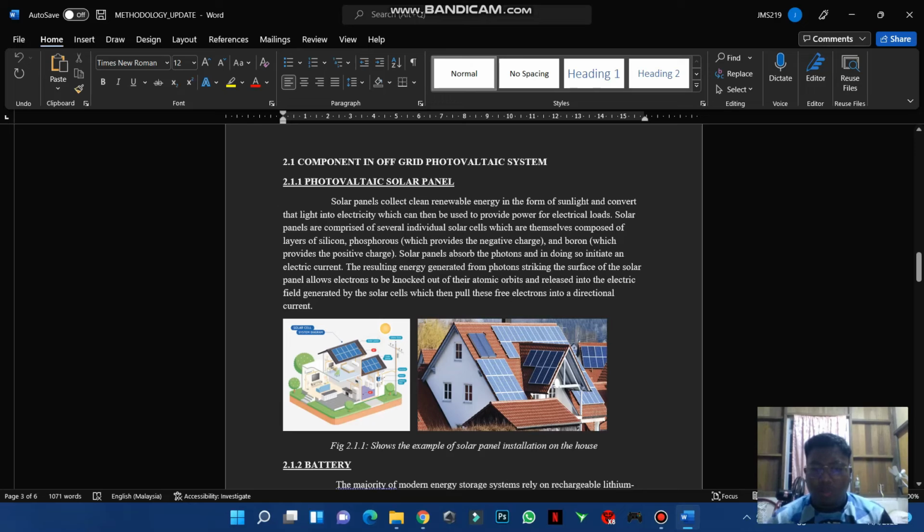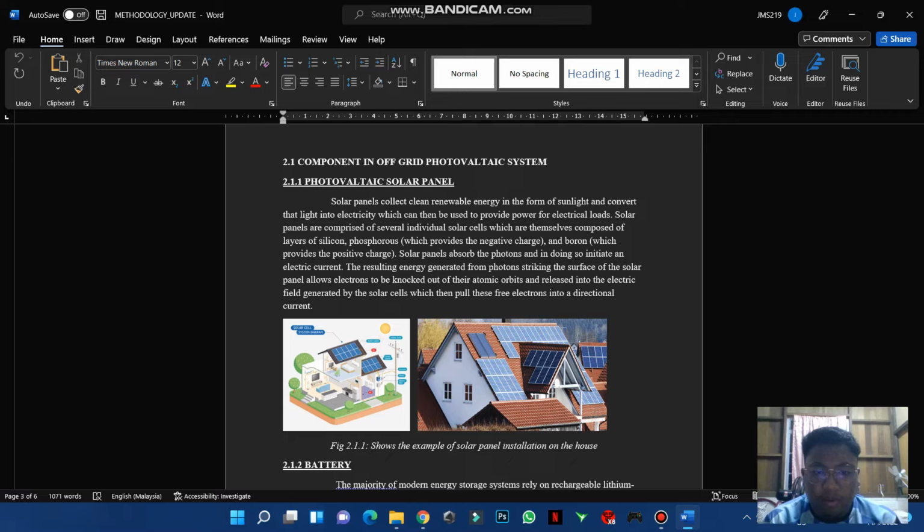So next we go to the components of an off-grid photovoltaic system. First, we go to the photovoltaic solar panel. Solar panels collect clean renewable energy in the form of sunlight and convert that light into electricity, which can then be used to provide power for electrical loads.